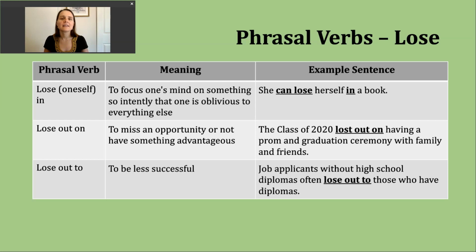So what this is saying is if we imagine two people applying for a job, one person does not have their high school diploma or a high school equivalency. The other does. That other person is likely going to get the job, or more likely going to get the job.